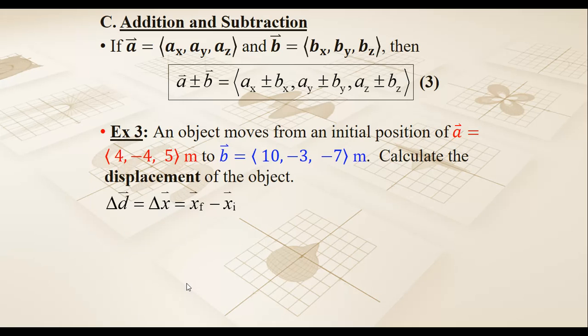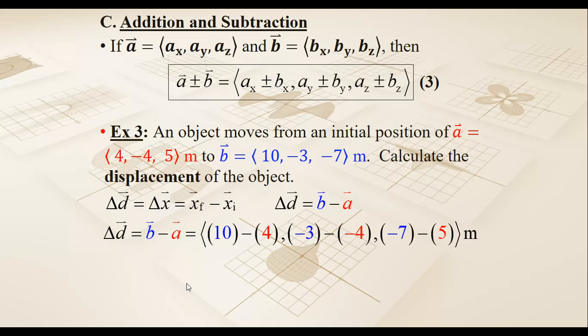Now, going back to physics 20, displacement, delta D, is defined by the change in an object's position. Change in any kind of quantity is always a final position minus the initial position. Now, what we're doing here is we're moving the object from point A to point B. Therefore, XF would be B and XI would be A. So therefore, delta D would be equal to B subtract A.